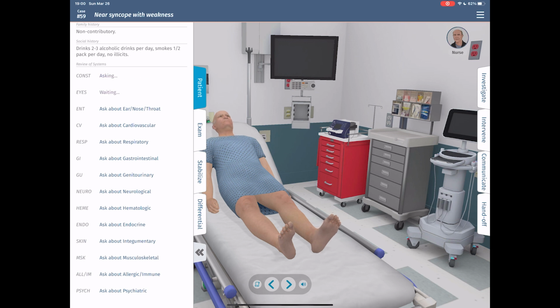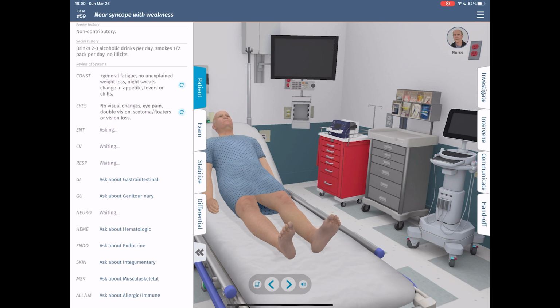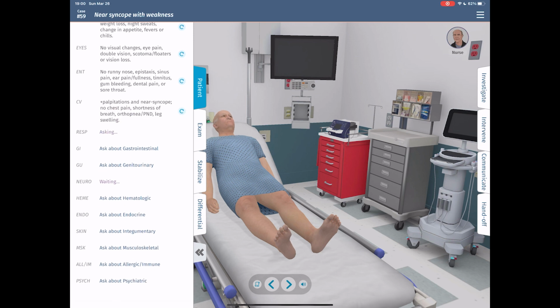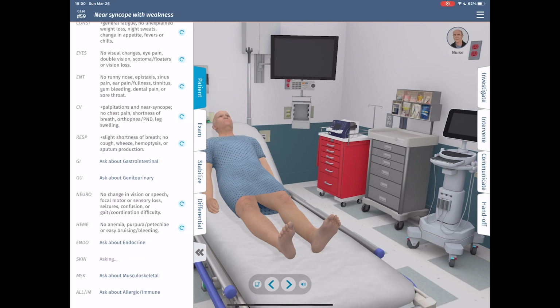And it's fun that it gives a little pause. Instead of just showing up immediately, it says asking, as if someone's in the background asking the patient these questions, or you yourself are asking these questions.